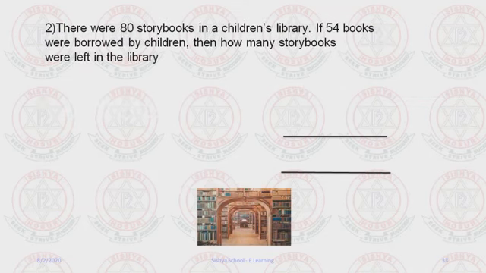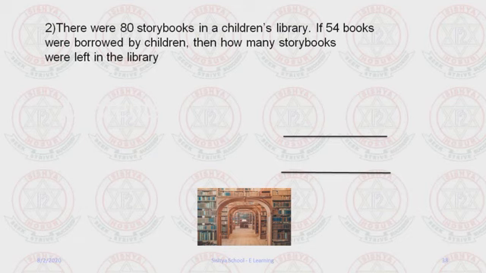One more question. Read the question carefully. There were 80 story books in a children's library. If 54 books were borrowed by children, then how many story books were left in the library? There were 80 story books in a children's library. In a library there will be a lot of books, right? Here, 80 story books. 54 books were borrowed. Borrowed means taken away. Then how many story books were left? Left, remaining, all mean subtraction. How many are left in the library? If you read and comprehend, you can find out. So we have to do subtraction.